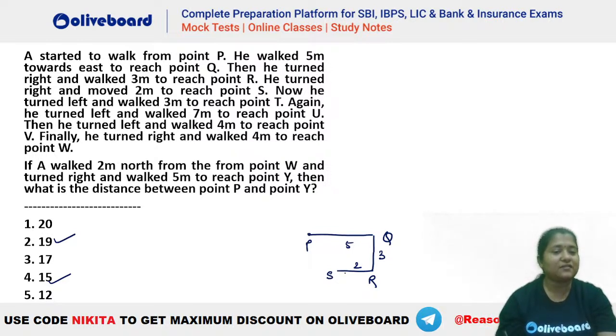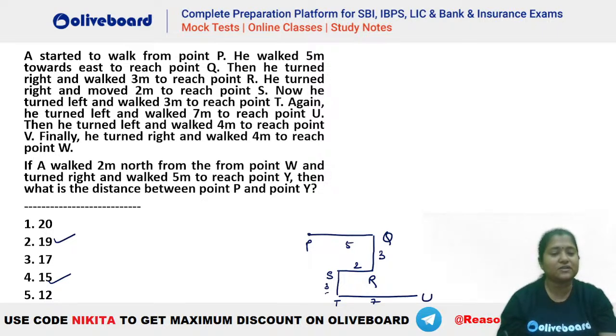Now he turns left and 3 meters to reach T. So you can see this is your 3 meters here and he reaches point T. Okay, so this is the point he has reached. Okay, then again he turned left and walked 7 meters to reach U. So you can see 7 meters left will be something like this. He reaches point U.